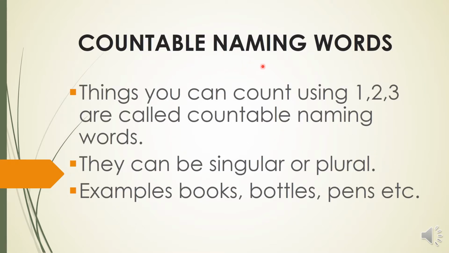Countable naming nouns. Things you can count using 1, 2, 3 are called countable naming words. So things that you can count are called countable naming words. They can be singular or plural. Examples are books, bottles, pens, etc.